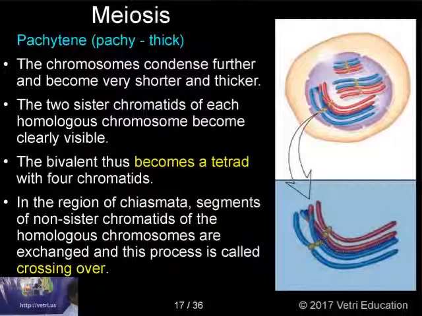Those places are called chiasma. The point of attachment of non-sister chromatids is known as chiasma. So in this chiasma region, there is a chance of transfer of genetic material between non-sister chromatids. Transfer of genetic material between the non-sister chromatids takes place.